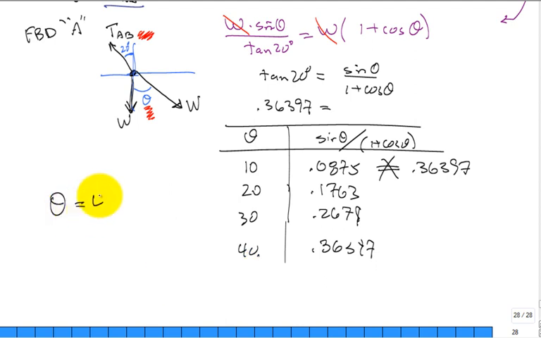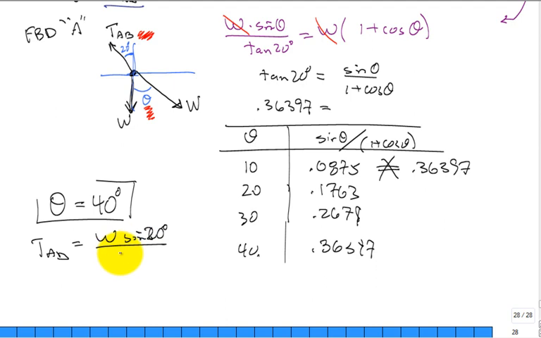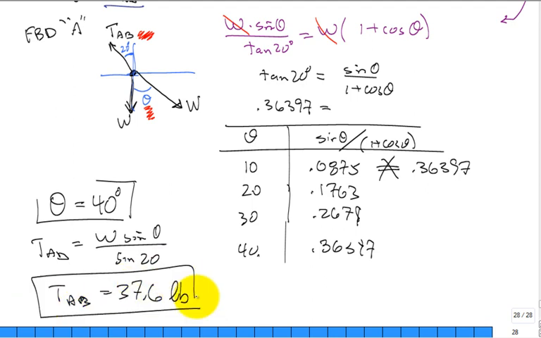You don't need to really go any further. You got it. Once I have that, I go back to my other equation. TAB was equal to the weight times the sine of theta divided by the sine of 20 degrees. TAB is equal to 37.6 pounds. All right?